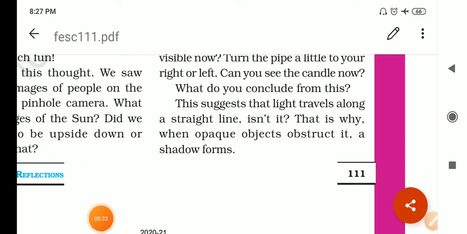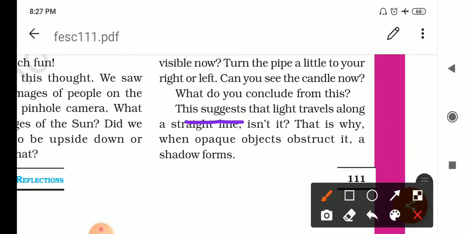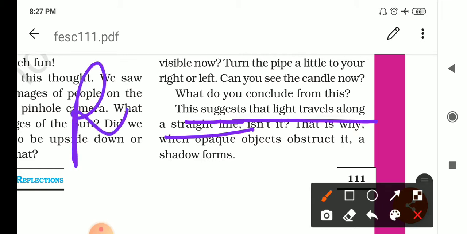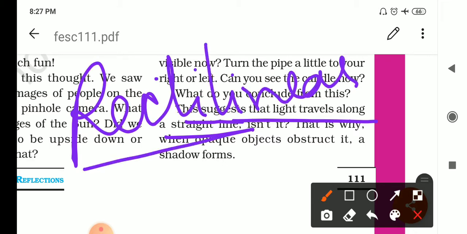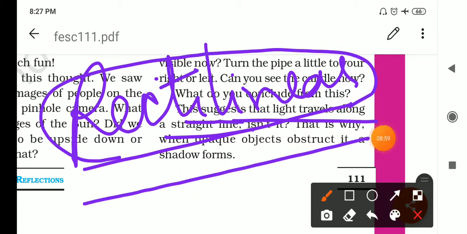Then from all these experiments, all these activities, we can conclude light always travels in a straight line, right? Light always travels in a straight line. This type of travelling of light is called rectilinear motion of light. It means light always travels in rectilinear motion. Rectilinear motion means motion in a simple path, or a straight line.